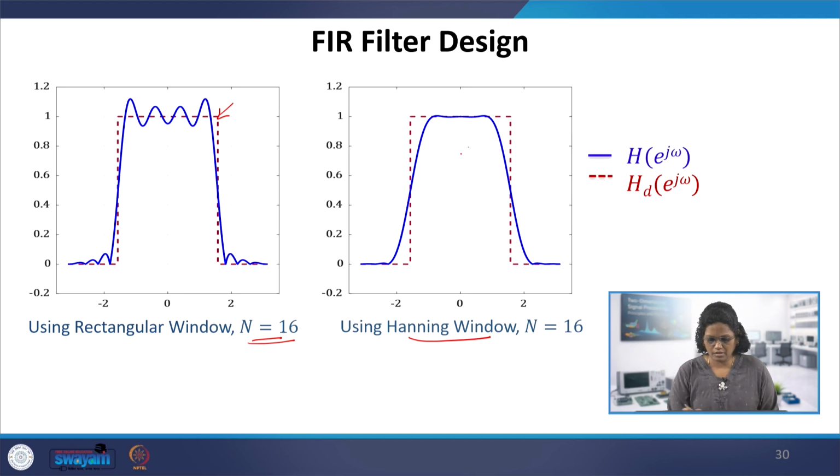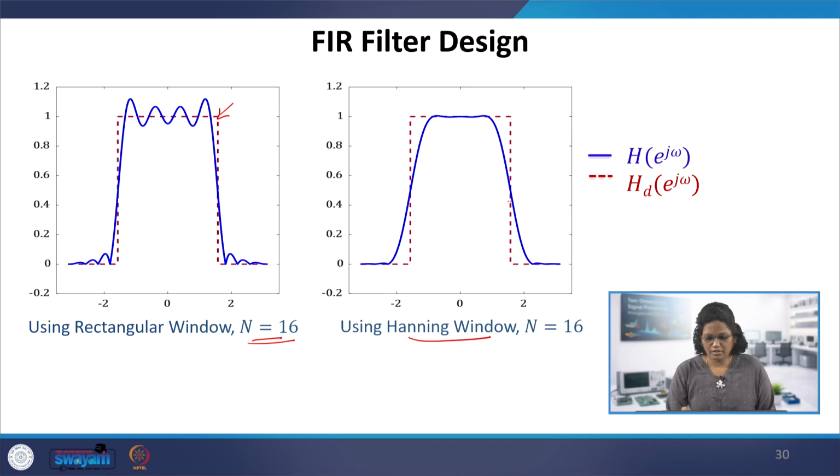The ideal is this, and using the Hanning window, this ripple is gone, but you can see the transition width which is increased. That is because the Hanning window has a wider main lobe compared to the rectangular window. So the main lobe width has an impact on the transition band. If we have a lesser main lobe, the transition width is sharper. If we have a wider main lobe, the transition width is more.